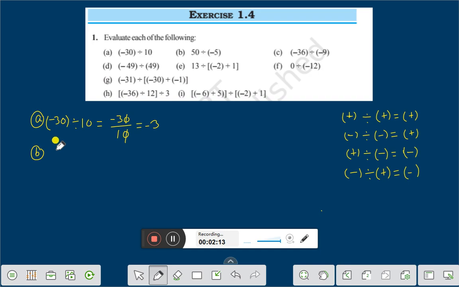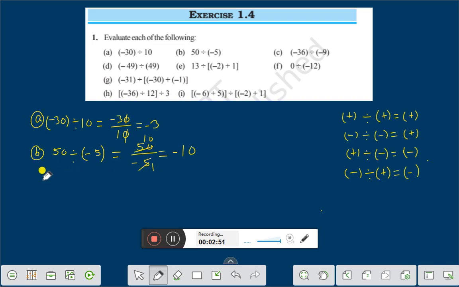Now question number B. Question number B is 50 divided by minus 5. You get this result that plus divided by minus gets the minus result. Then it will be minus. And if we cut it, 5 1 5, 5 10 50. The result is minus 10.